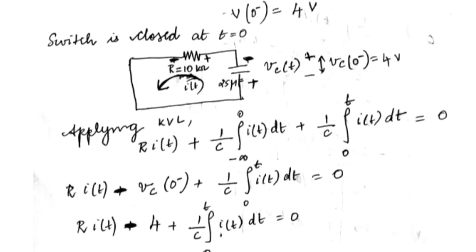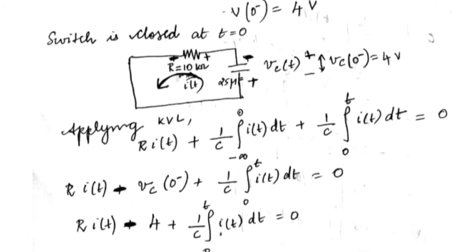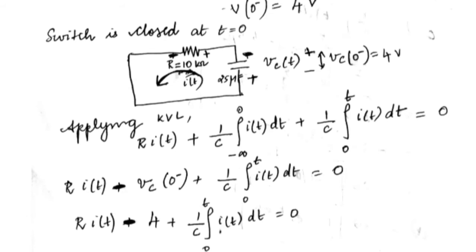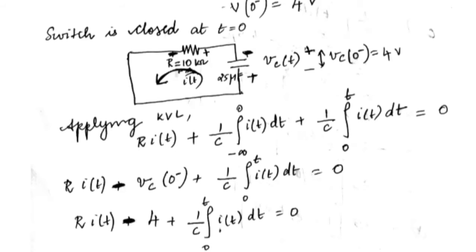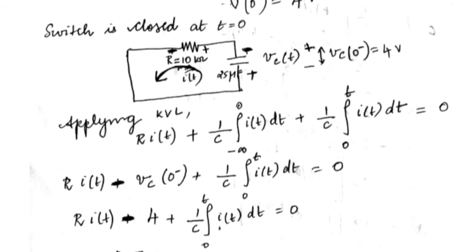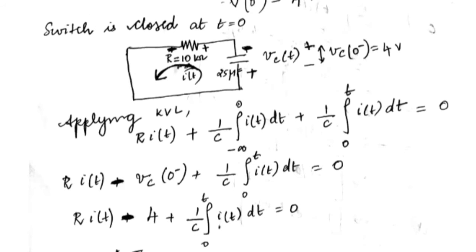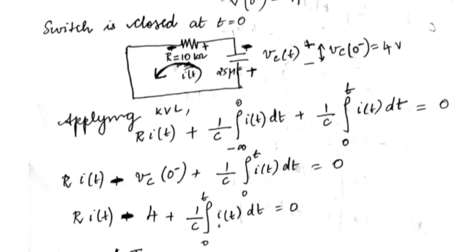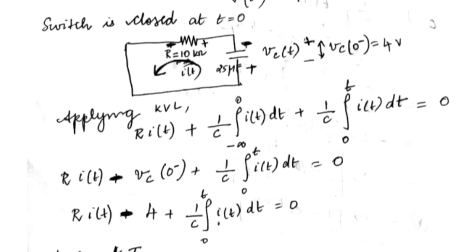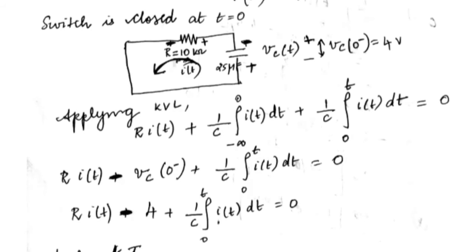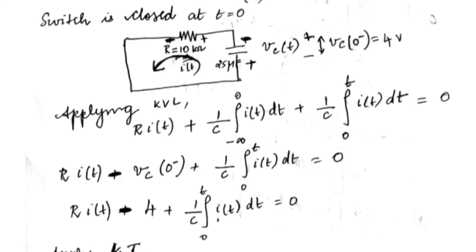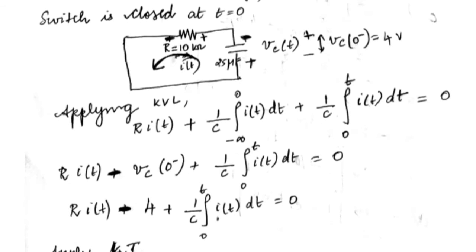Now we have to see after switching, that is, the switch is closed at t equal to 0. Now the circuit is a closed loop, and the current flowing in the circuit is taken as I of t. Now we are going to calculate the voltage across the capacitor after switching and the voltage across the resistor. For this circuit we need to apply KVL.